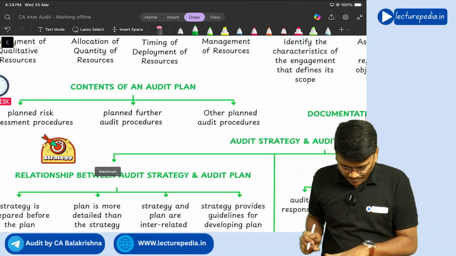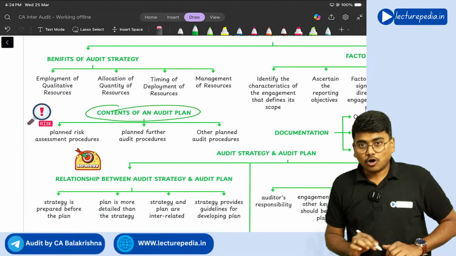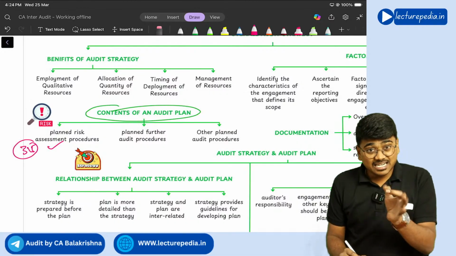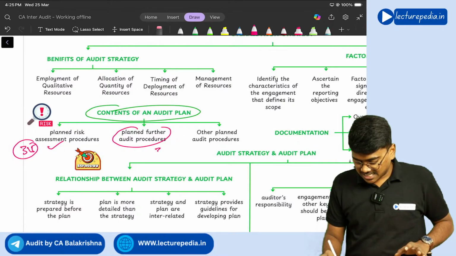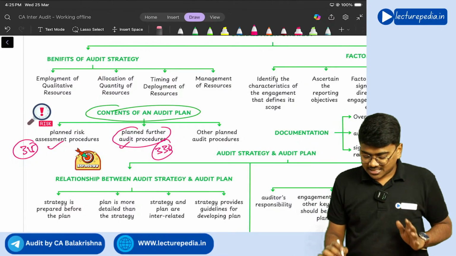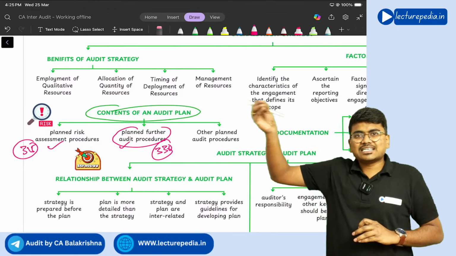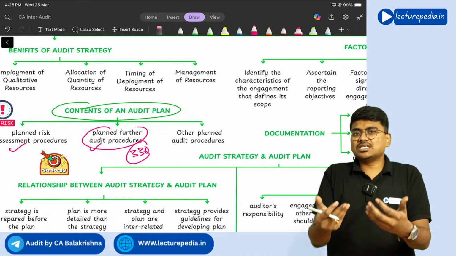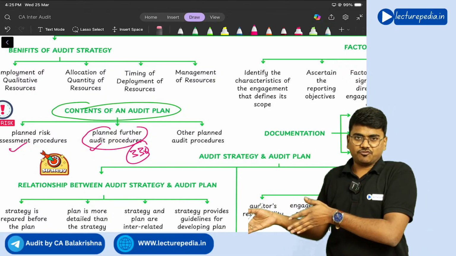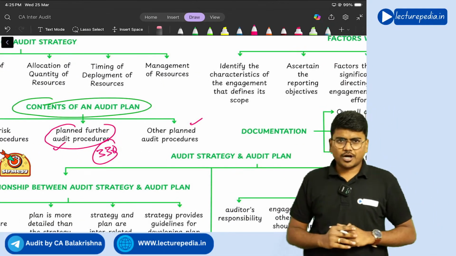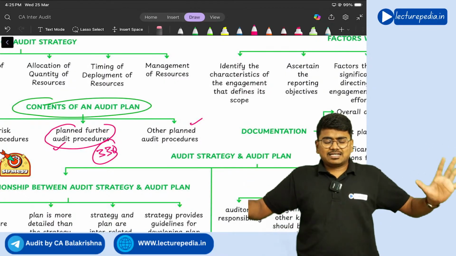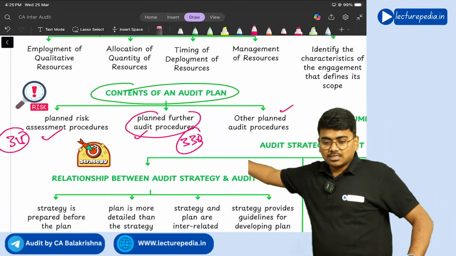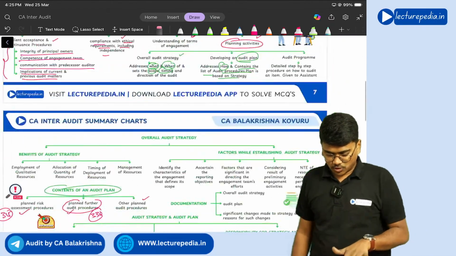See, if you observe the contents of the audit plan, it contains planned risk assessment procedures as per SA 315. Next, planned further audit procedures as per SA 330. Further audit procedures means substantive procedures and tests of controls, those things only. I will explain these audit procedures in depth in the next chapter, the fourth chapter. Next, other planned audit procedures. So the audit plan contains the list of audit procedures that have to be performed, and that list is nothing but these three only. Getting it? Yes, sir. Got it, sir.